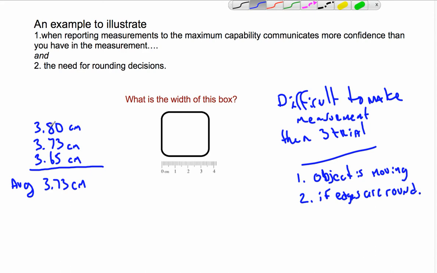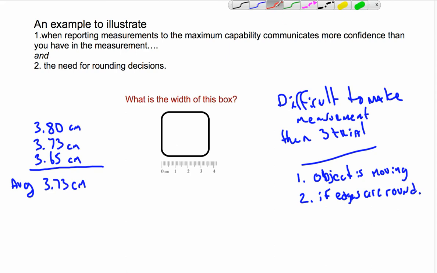After all, we have a lot of variability even in the 10th place. And so reporting out to the 100th place might not be the best decision to make. It might communicate more confidence than we actually have. So we're going to apply what we call rounding decisions to help us determine to what place value we should round our measurements to communicate the right amount of confidence.